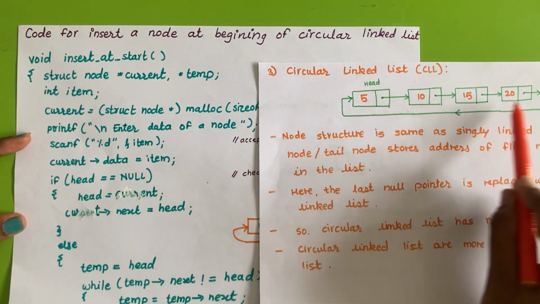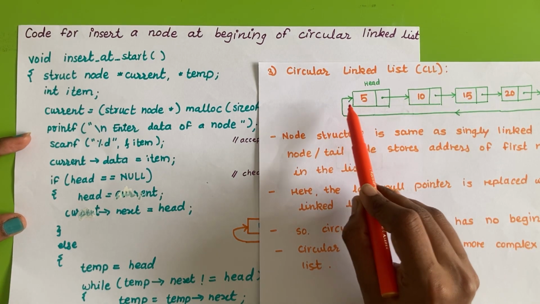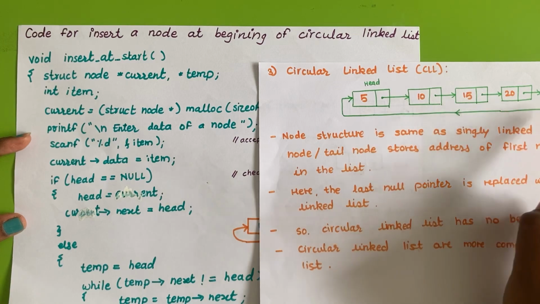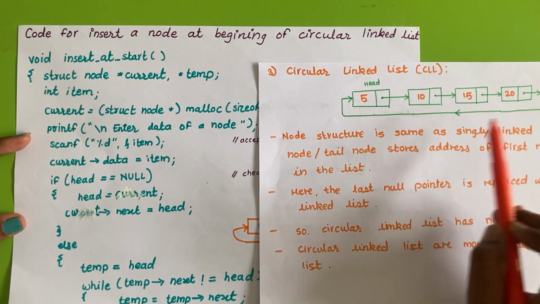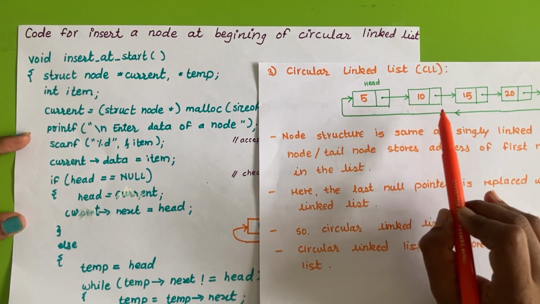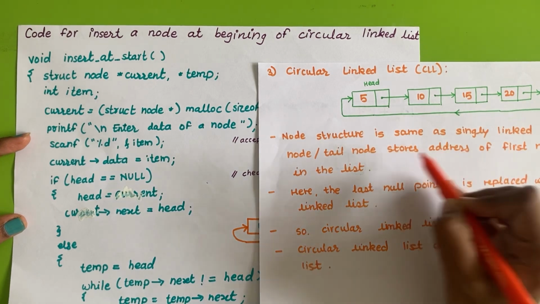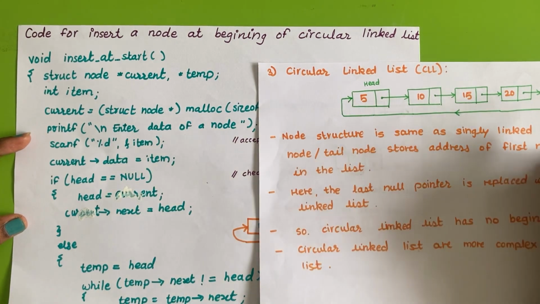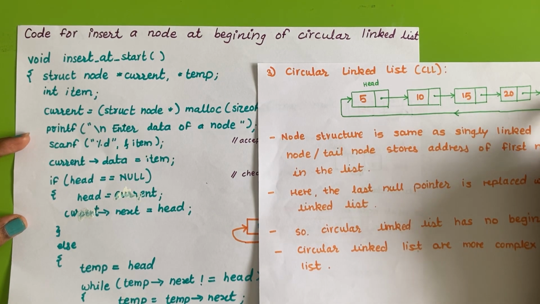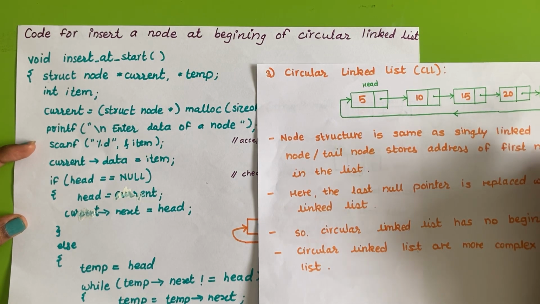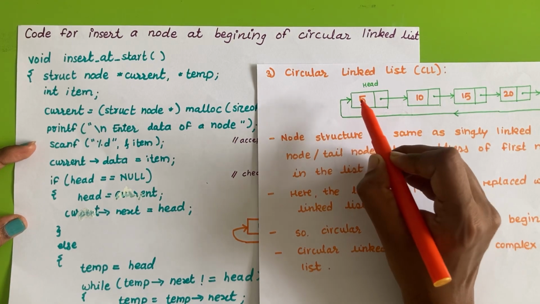So consider this is the circular linked list having 5 nodes. This is the same structure as a singly linked list. We have only one difference, that is the pointer field of the tail node is pointing to the head node instead of null. In a singly linked list, the last node's pointer field takes the value null. Instead of that, here the tail node's next pointer is pointing to the head node.